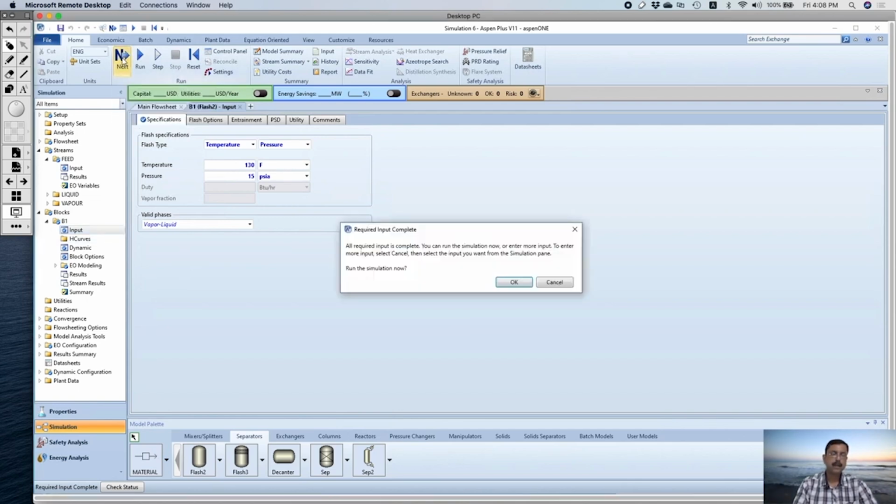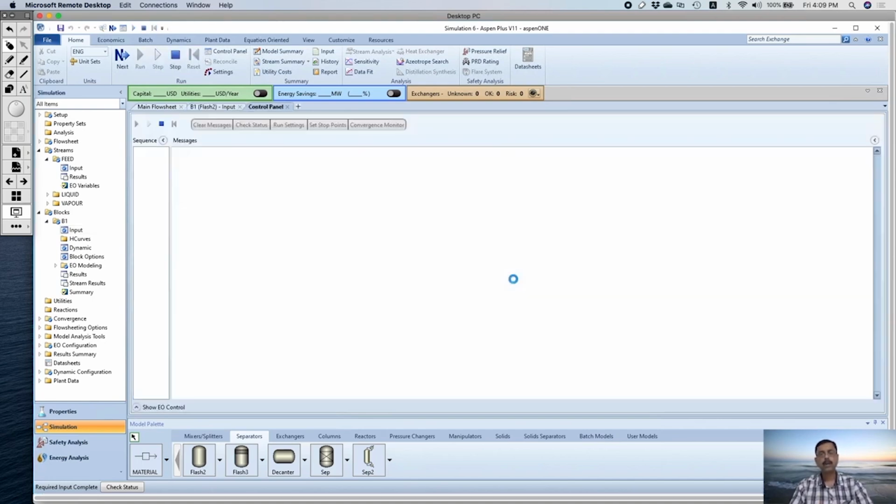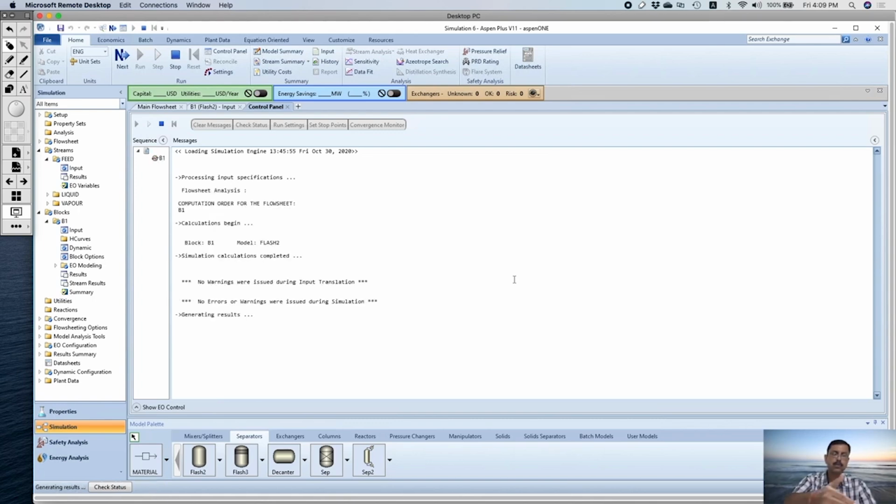It is asking run the simulation now. All the required input is complete. Run the simulation now. You have to say yes. Okay, run it. So it is running the simulation in the background. Basically, it is working with all the set of equations that we have brought in from the model palette to the flow sheet.